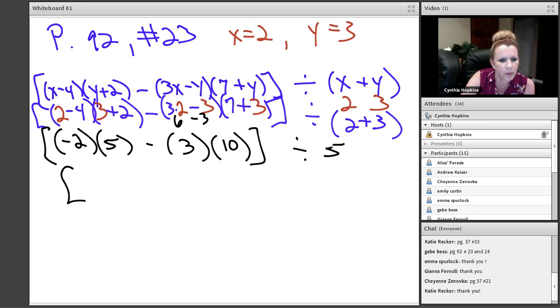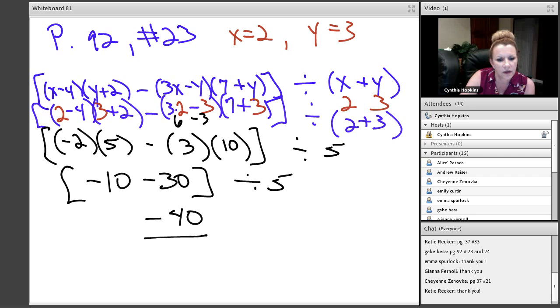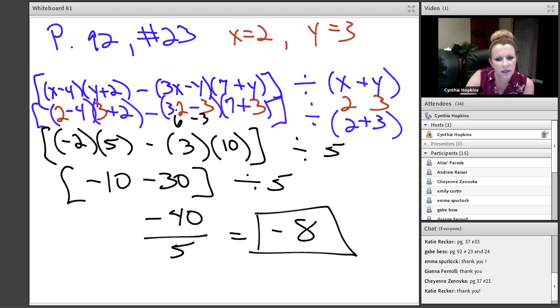All right, in my brackets, I've got negative 10 minus 30 divided by 5. My negative 10 minus 30 in the brackets is negative 40. I'm going to write divided by 5 like this as a fraction, and my final answer is negative 8.